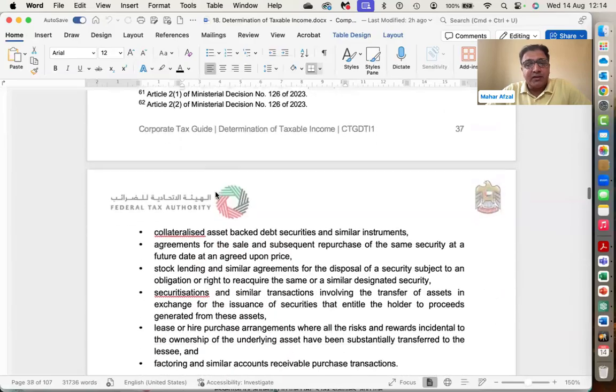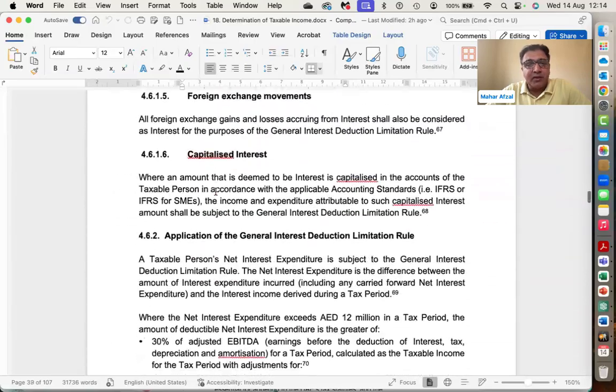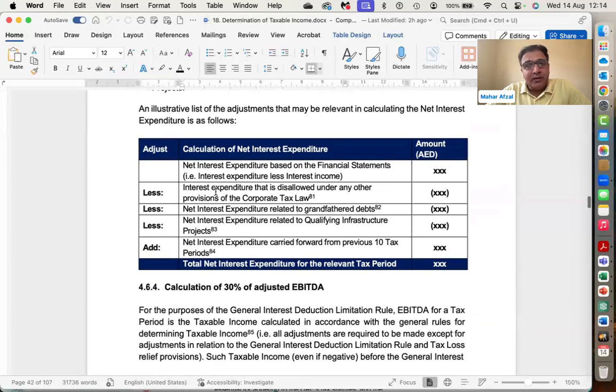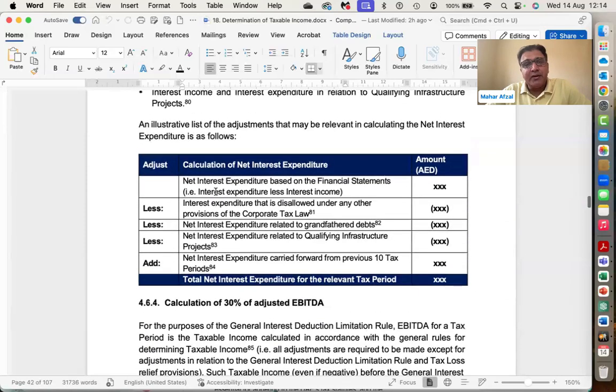Interest: we have already discussed the principles and the rules for interest. How can you calculate this? They have given the table. Basically, net interest rules are applicable on the net interest expenses. While calculating the net interest, you will not be required to include the interest on the loan that you have taken before December 2022, because you can claim 100% on a loan taken for a qualifying infrastructure project. You will not be including it.